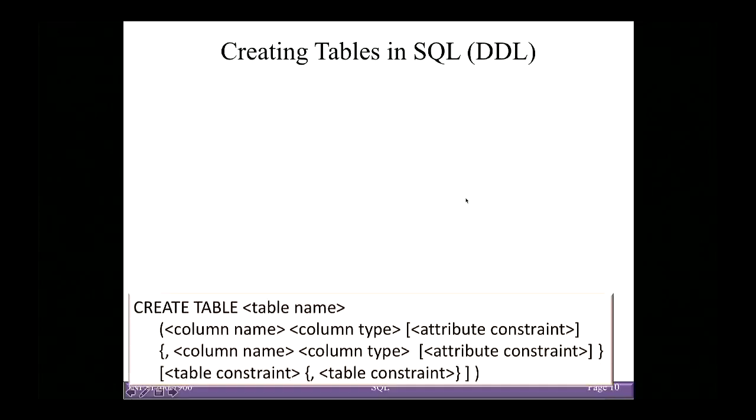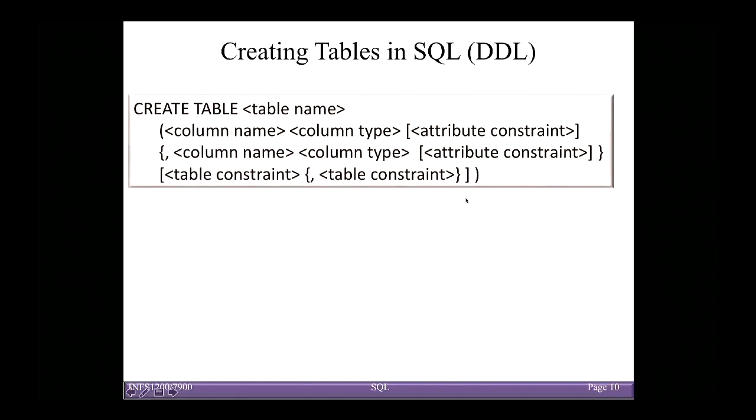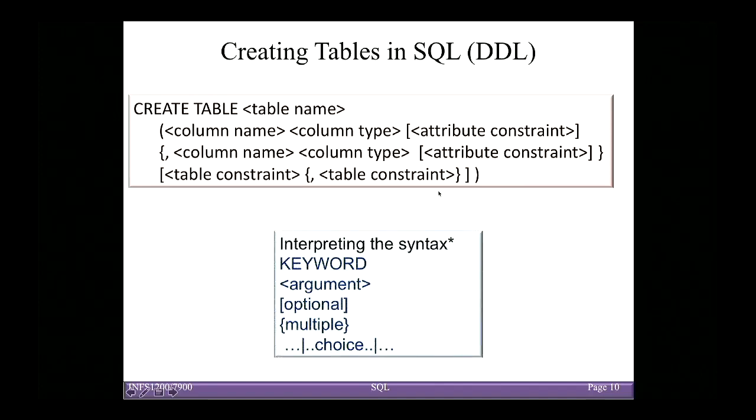Okay, so let's do an example. This is what the syntax of creating a table would look like. You say create table, then that's the table name. Then you're going to have a bunch of attributes. For each one, you're going to have a column name and then the column type. And then at the end, you're going to have some constraints.